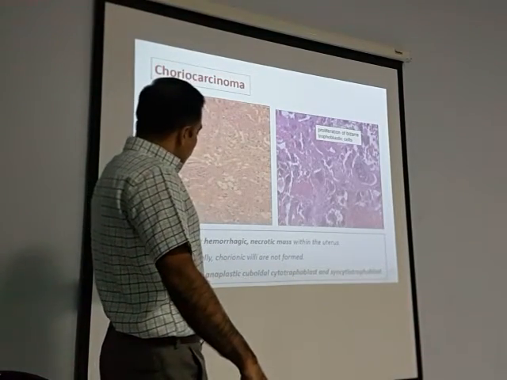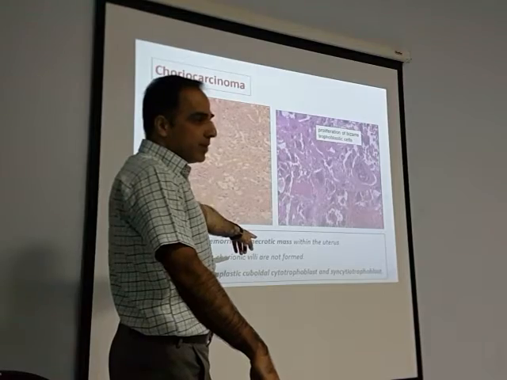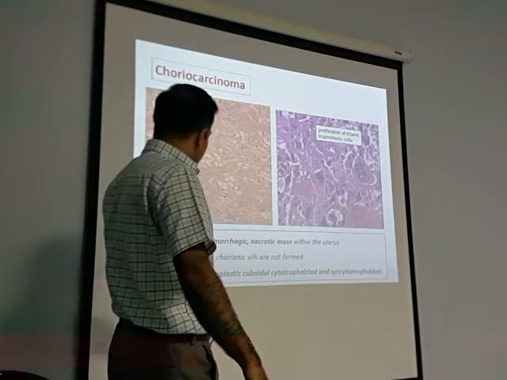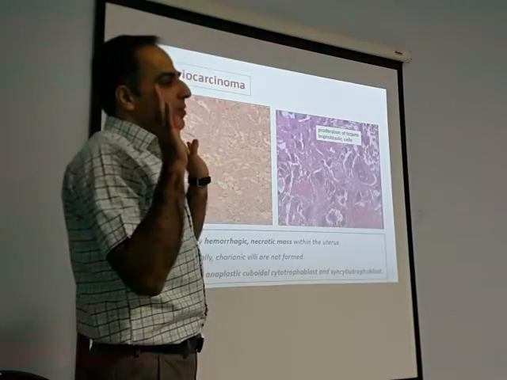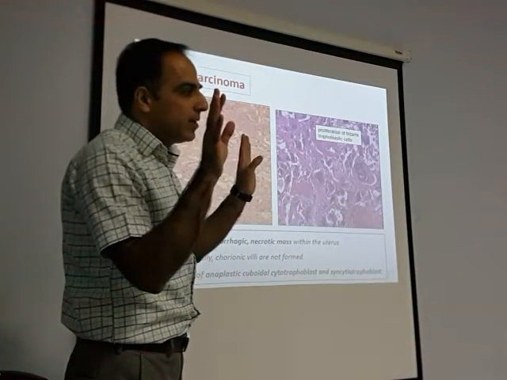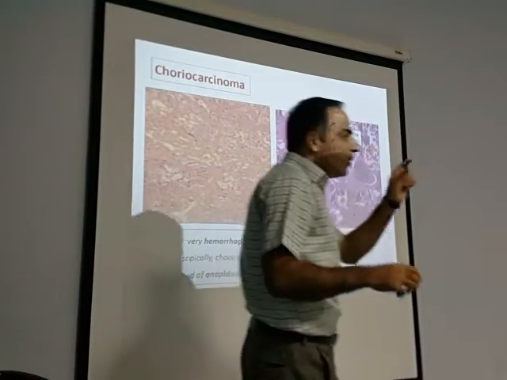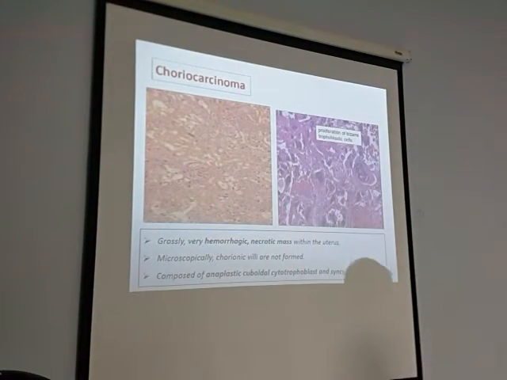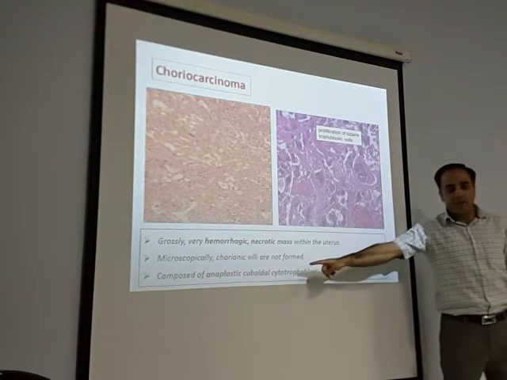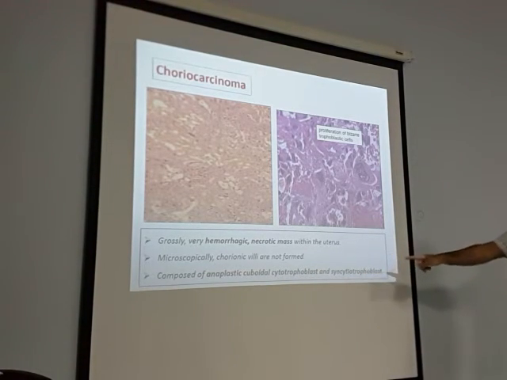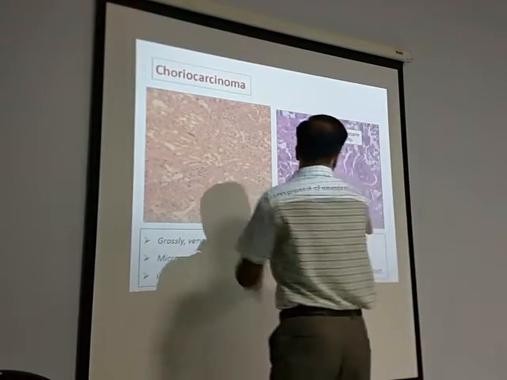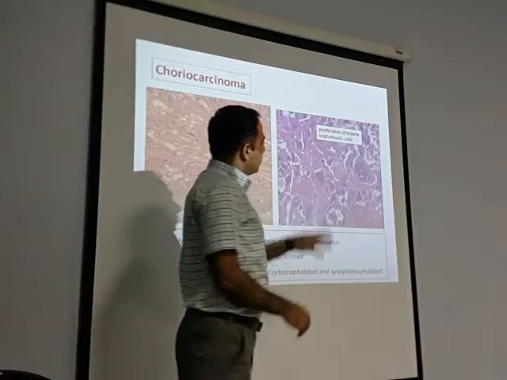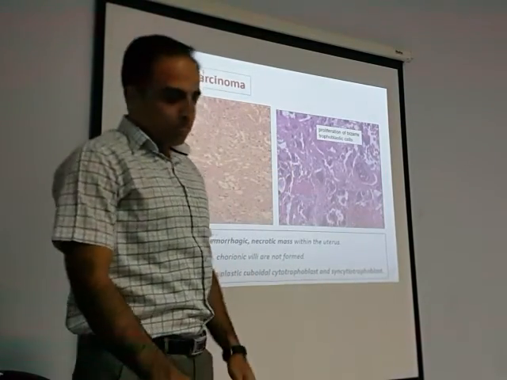Grossly you will find a very hemorrhagic and necrotic mass because of extensive growth of the tumor, and microscopically chorionic villi will not be found. If you find chorionic villi, it can be a mole, partial or complete. But if you do not find them, this is choriocarcinoma. So you will find anaplastic trophoblastic tissue, cytotrophoblast as well as syncytiotrophoblast. So this is proliferating. You see the big cells.